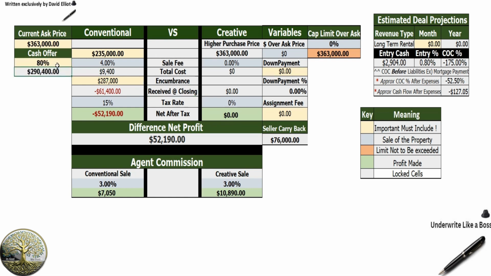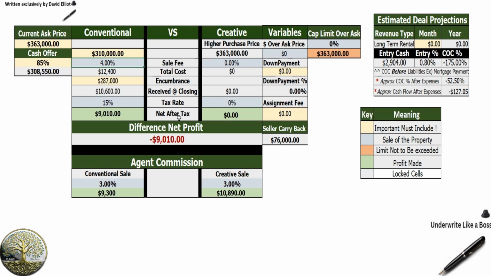Now, if you wanted to, you can maybe come up to 80%. Let's try that. Let's go up to 290, which is also not going to work. They're going to have to come to closing with $8,600. Okay, let's try 85%. Let's try 310.